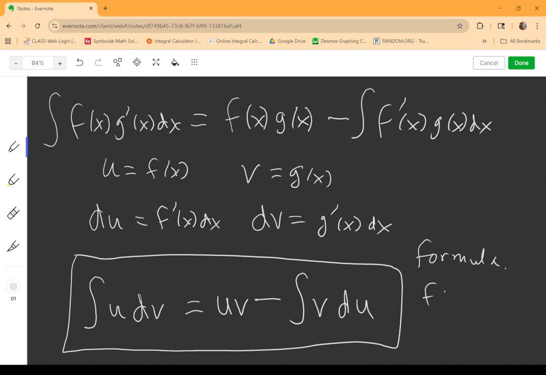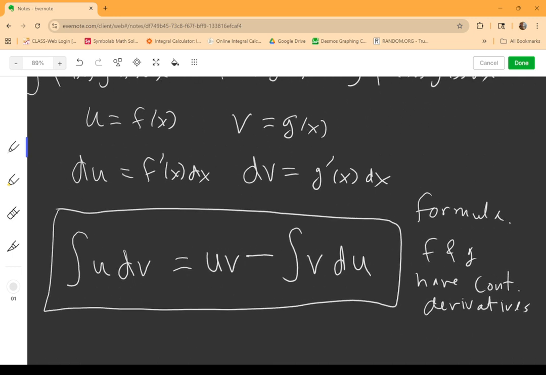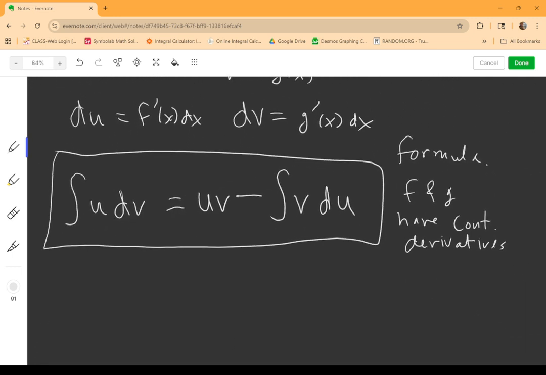And here is our formula for integration by parts, as long as f and g have continuous derivatives. We won't really need to prove that here. We'll do a quick check that they do have continuous derivatives, at least in the interval that we're integrating, or we can assume that the integral is valid where f and g have continuous derivatives. So here's my formula for integration by parts.